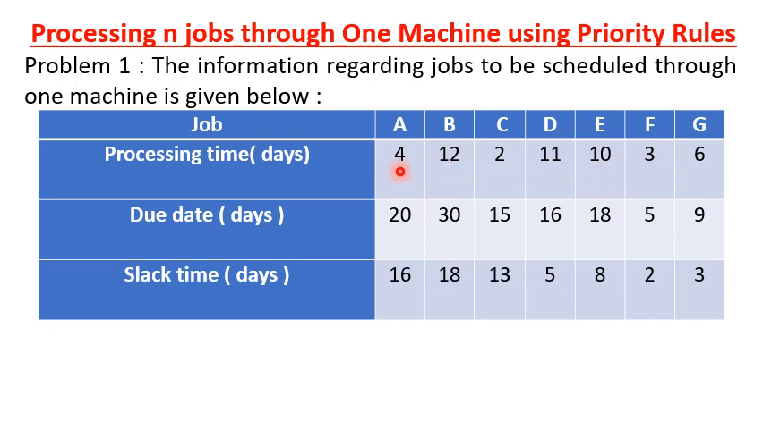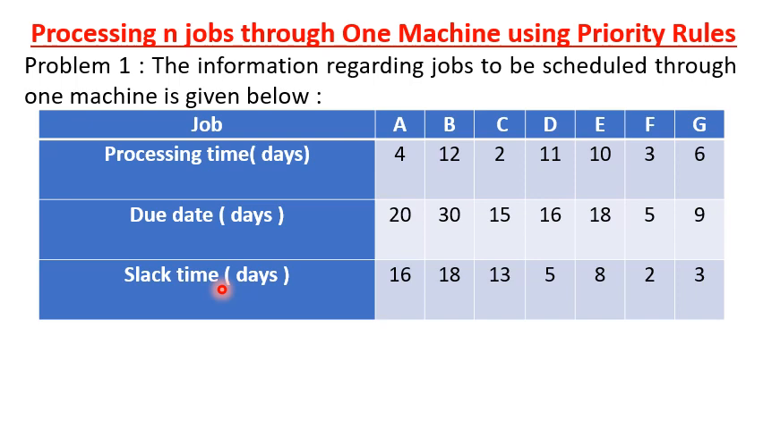So that is the processing time. Job A will take 4 days of processing time on the machine. B will take a processing time of 12 and so on. The due dates in days are given. Due date or delivery date here refers to the days by which the jobs have to be delivered to the customer. The processing may take 4 days for job A, but its due date to the customer is 20. Correct? So the difference between 20 and 4, a gap of 16 days, is the slack time of that particular job.